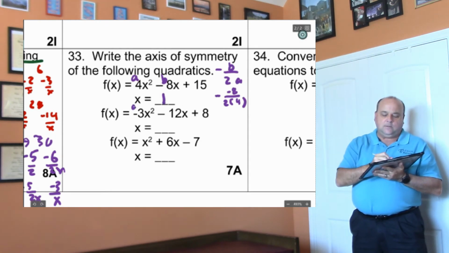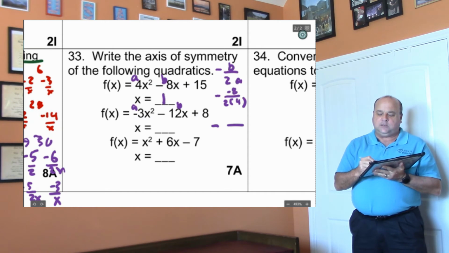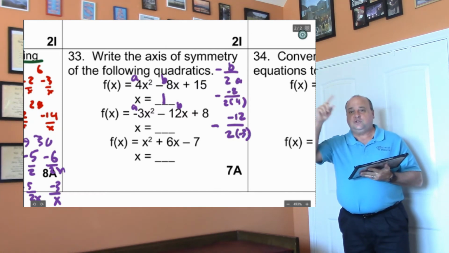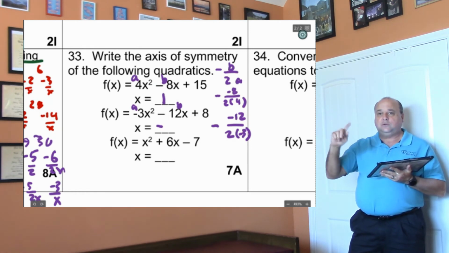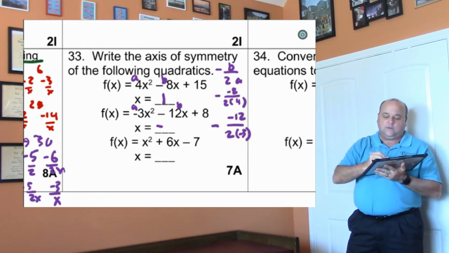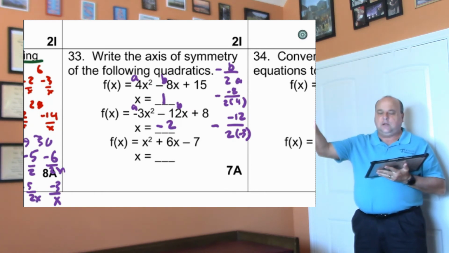On the next one, this is my a, this is my b. So I'm going to draw negative fraction bar 2. My b would be a negative 12. My a would be a negative 3, right? So there's 3 negatives in here. 3 negatives makes a negative. 2 times 3 is 6, and 6 goes into 12 2 times. Negative 2. So you get the sign first, then you get the number.